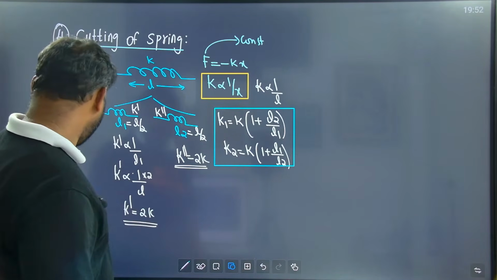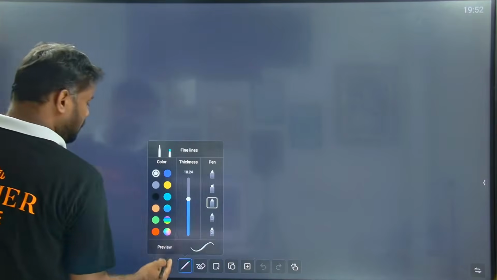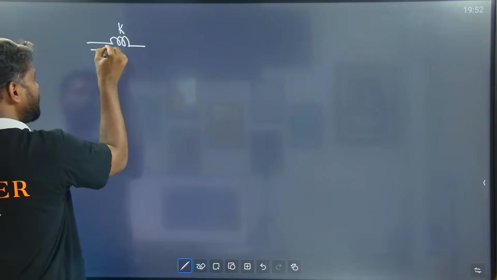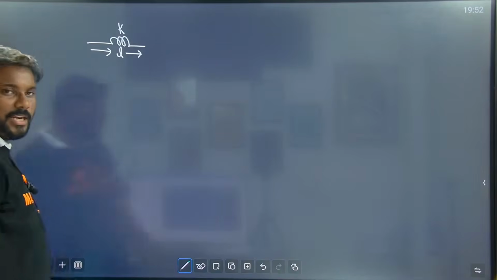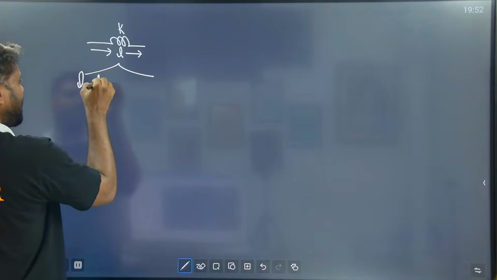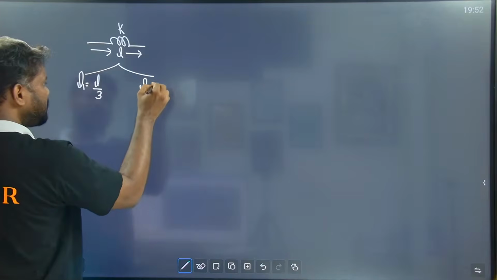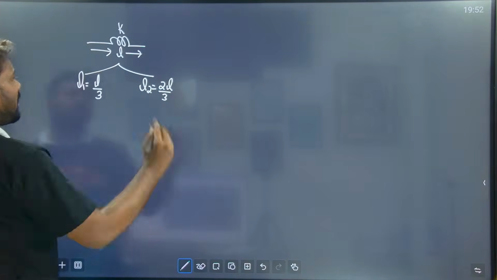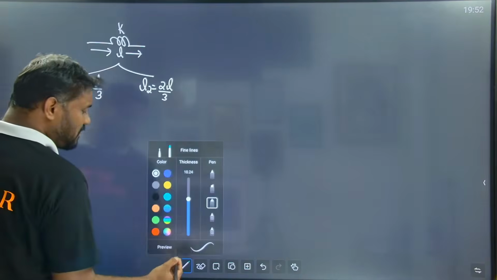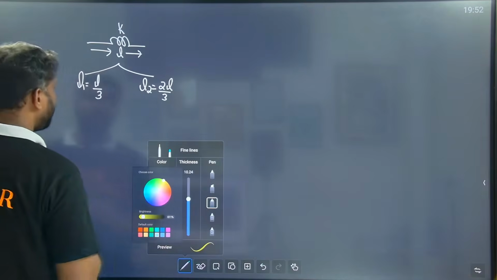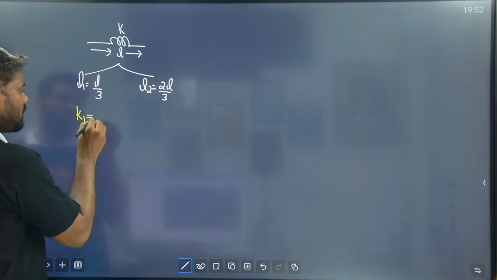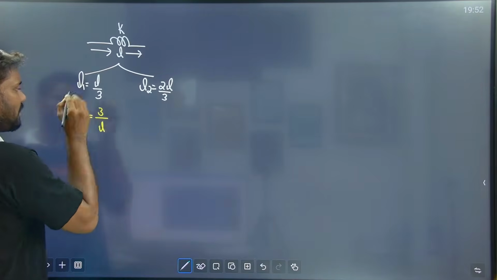Now what is the question? I'll take the spring constant as k and the length as L. I'm going to cut this spring such that L1 becomes L by 3 and L2 becomes 2L by 3. The question is how to calculate the value of the spring constant. So how do we calculate k1? k1 corresponds to length L by 3.